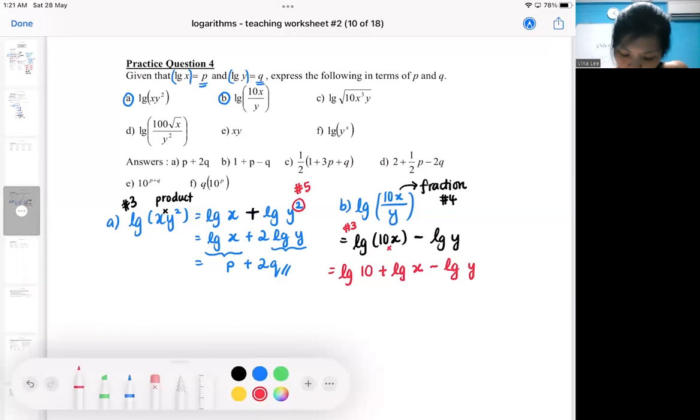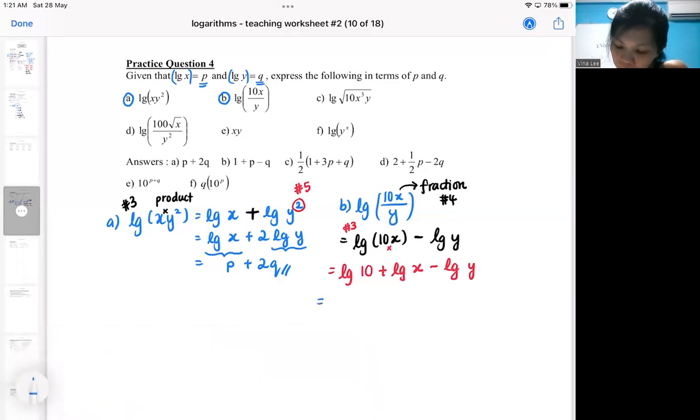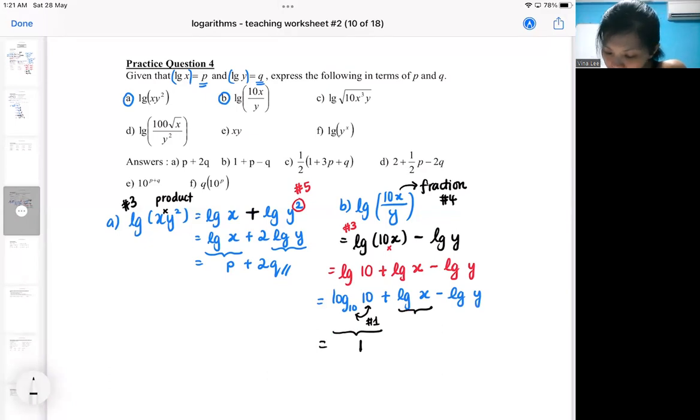And then you try to recall what is your LG. LG is base 10. So this looks like your rule number 1. Rule number 1 says that this whole thing has a numerical value 1. This, according to the question, is a P. This, according to the question, is a Q.